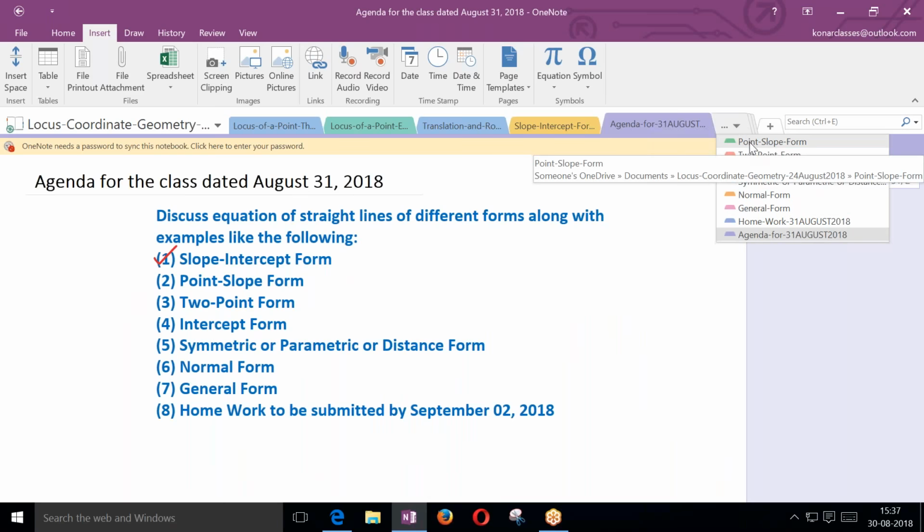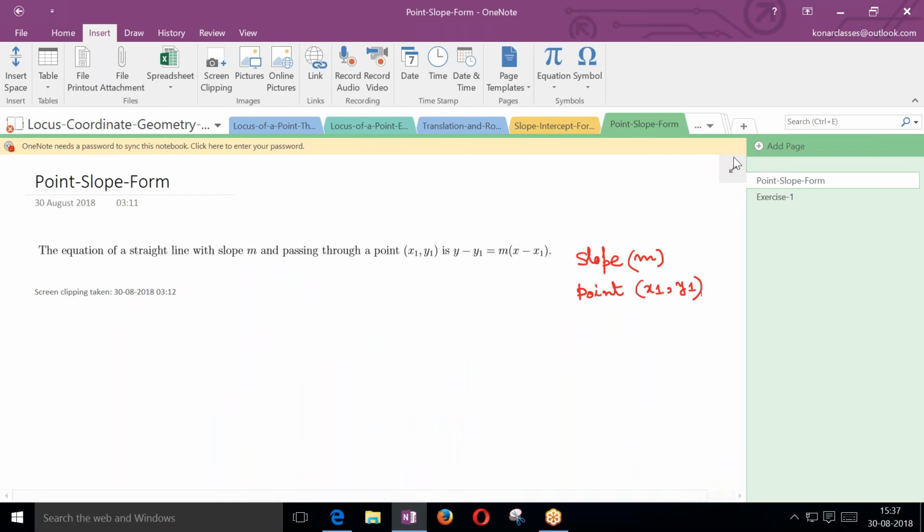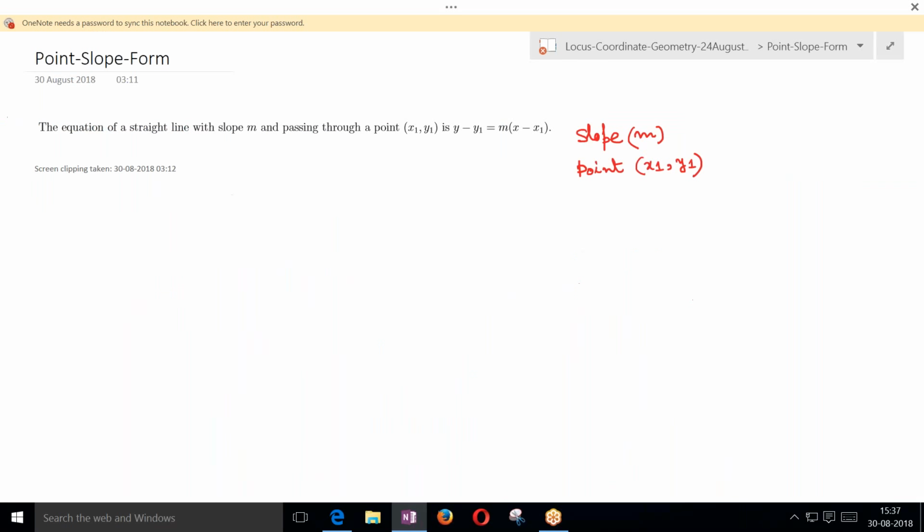In the point slope form, there are two things given here. One is a straight line passing through a fixed point, whose coordinates are x1 comma y1, and the slope of that straight line is given to us. That means what? If we draw coordinate axes, it will be something like this.